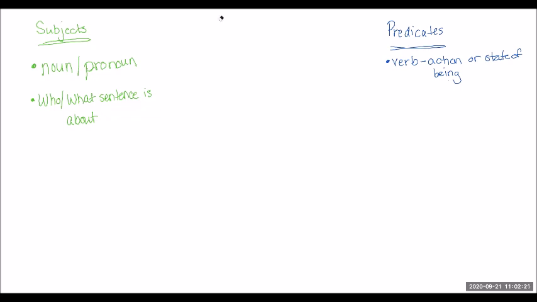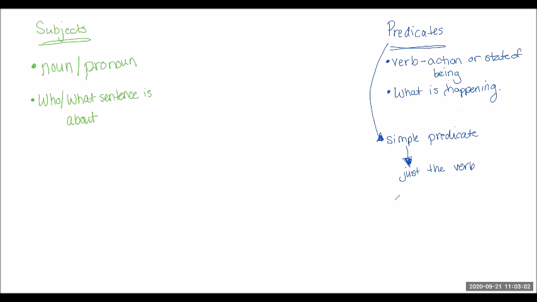Okay. So as we talk about the verb and the predicate, we want to say what is happening. Okay, what is happening in the sentence? Now, for both of these, we have what's called the simple form. So the simple predicate is just the verb. Okay, the complete predicate is the full answer to the question, what is happening.